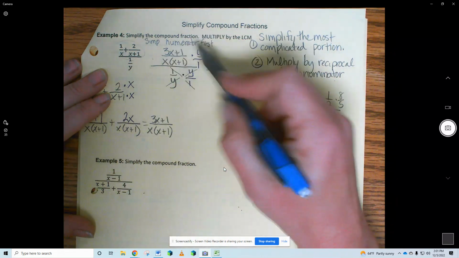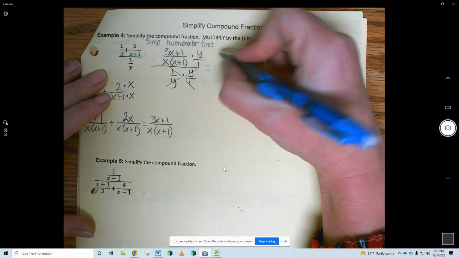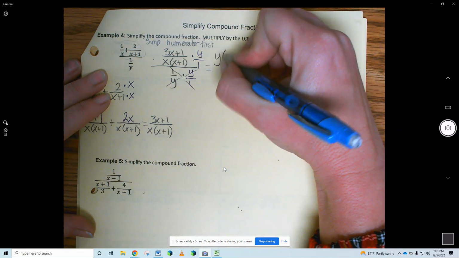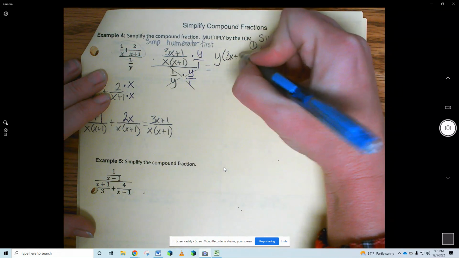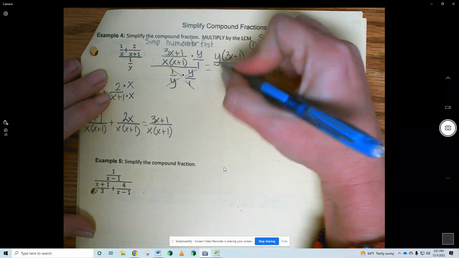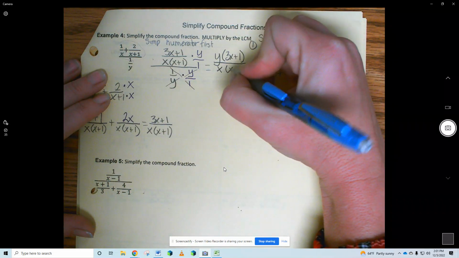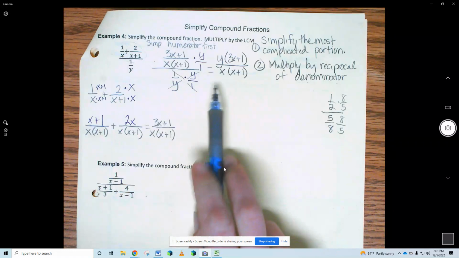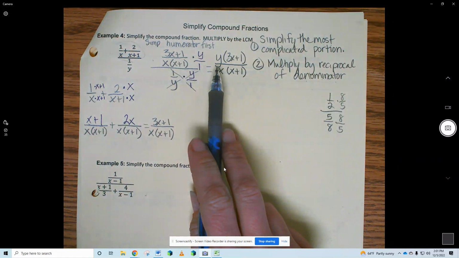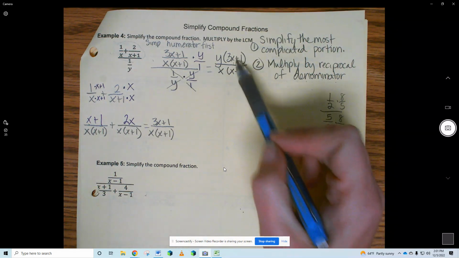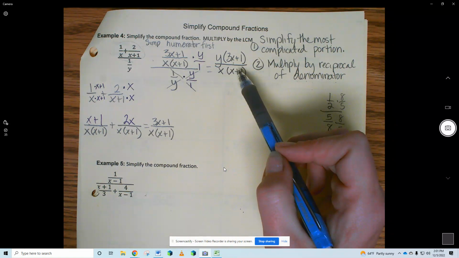So here, I'm just going to put y in the numerator, and then I'll put 3x plus 1. I'll put it in parentheses because I don't want you to distribute. The denominator is going to stay x plus 1. So I just put the y in first. This is the most simplified form. You cannot cross out this right here. They look close, but they're not exactly the same.